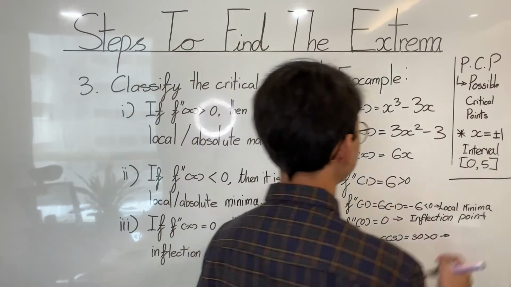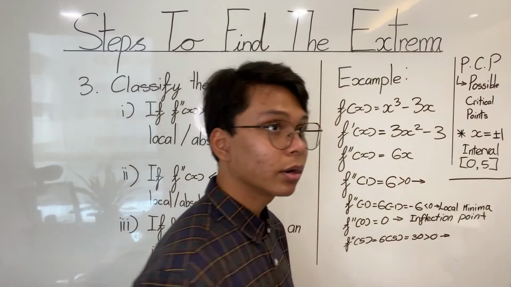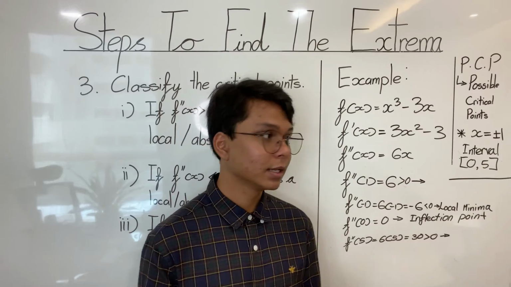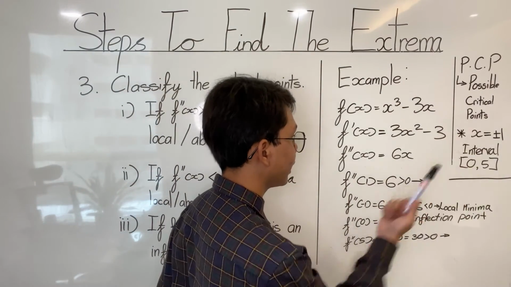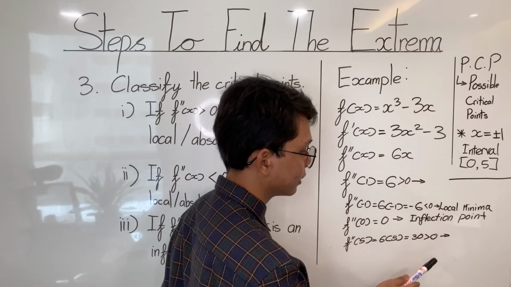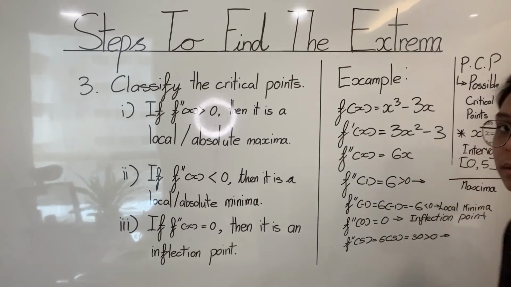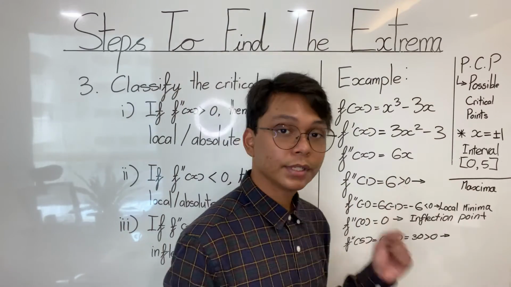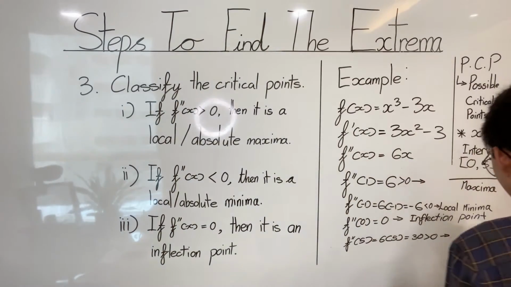How to tell the difference if a point is either a local or absolute maximum or minimum? Well, it depends on the values that have been solved. So you see, when we solve for x equals 1, we are given the value 6, which is more than 0. Hence, we can assume this is a maximum. And we were also given an interval 0 and 5. So we substitute 5 into the second derivative, we are given 30, which is also a maximum.